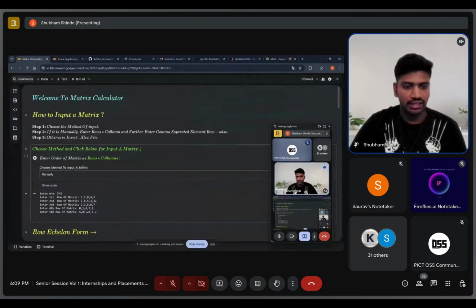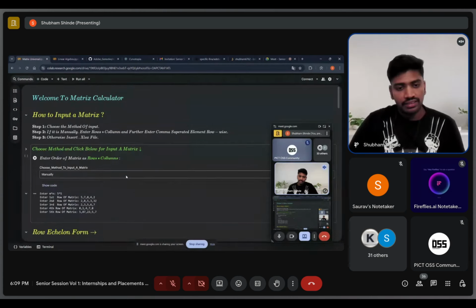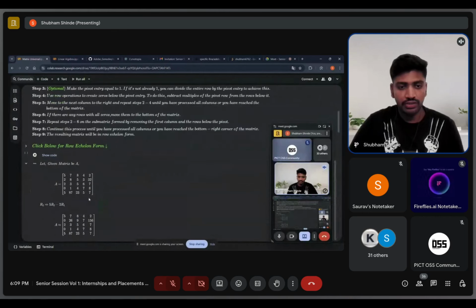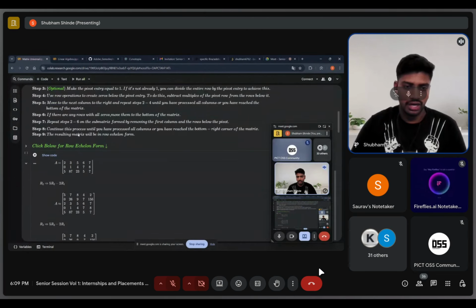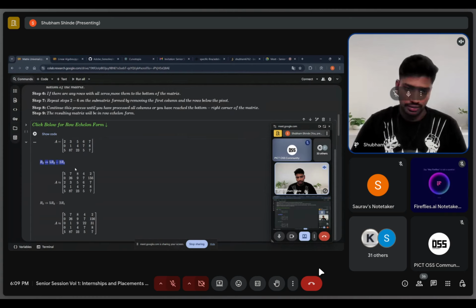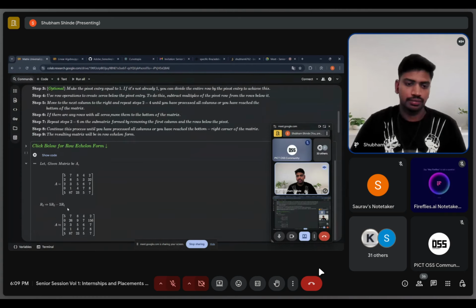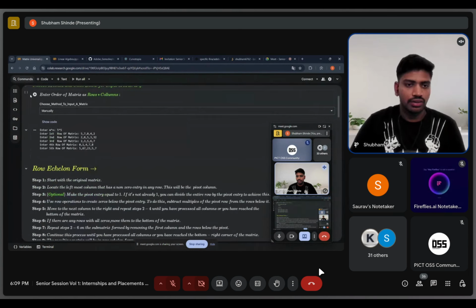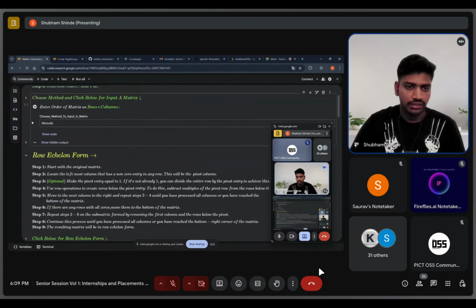You can see that I have created a project where you can enter a matrix of any order. Here I am calculating the row echelon form. You can see that, like in the book, I have printed each and every step, like what was the input and how I am doing the row transformations and all. All the code is here.